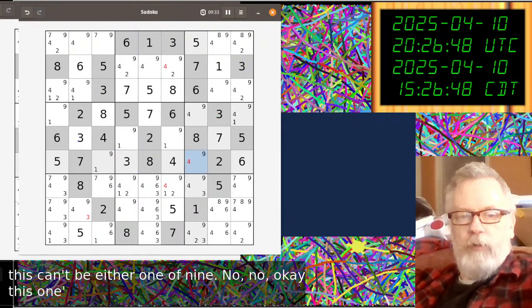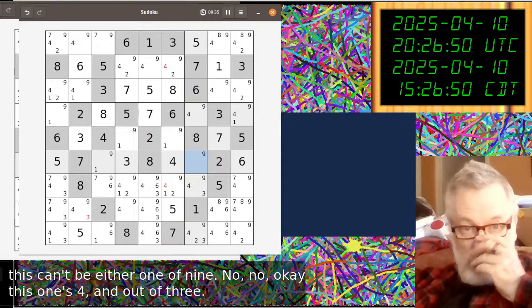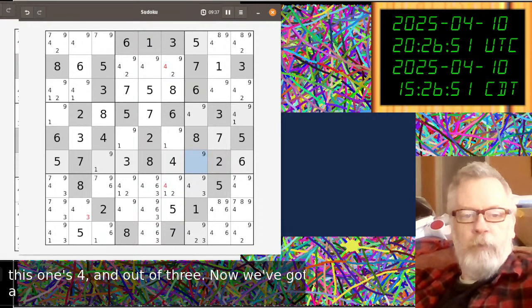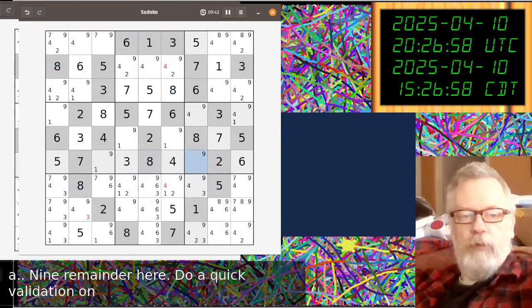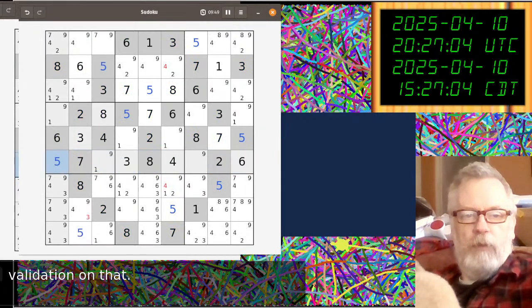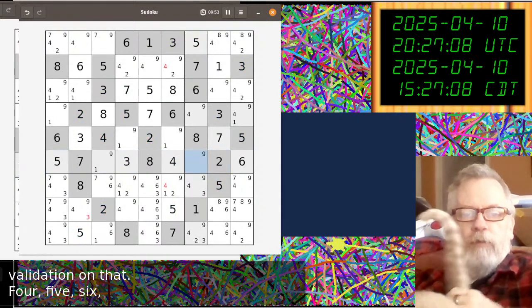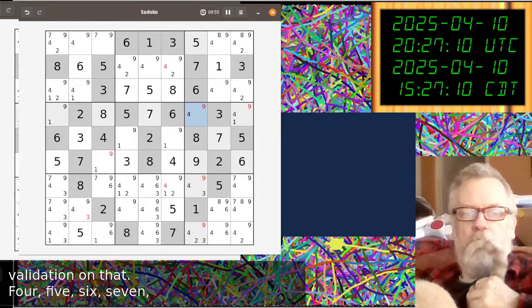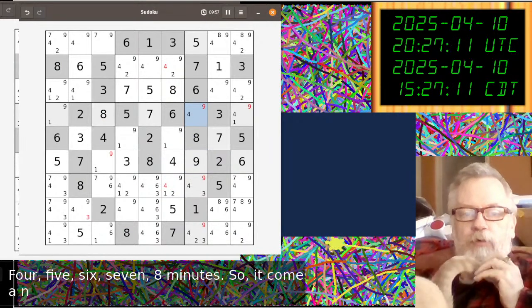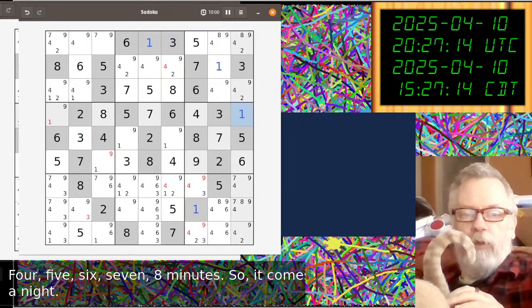Now we've got a 9 remainder here. Do a quick validation on that. Got a 1, 2, 3, 4, 5, 6, 7, 8, and so this becomes a 9. That turns this into a 4 up here, and this becomes a 1.